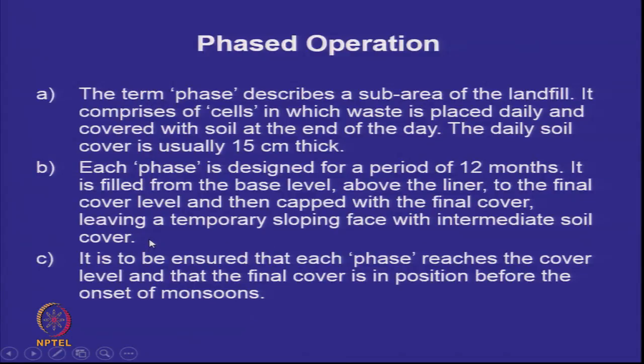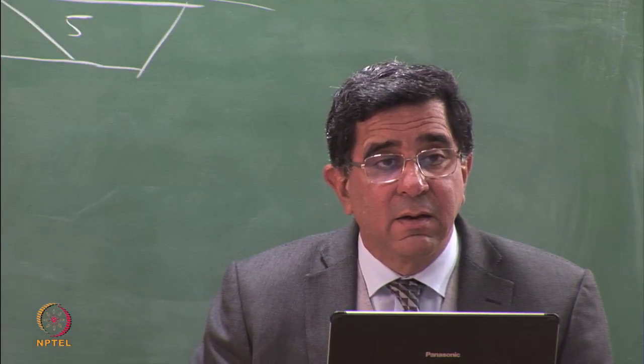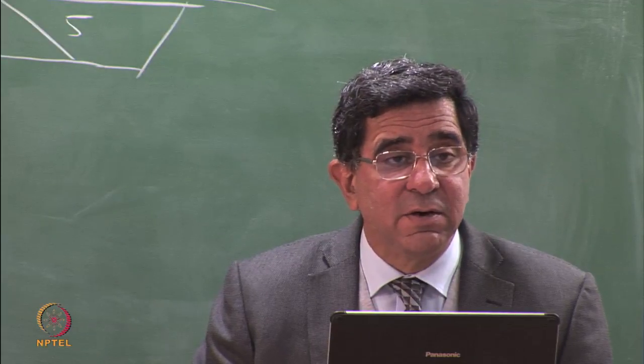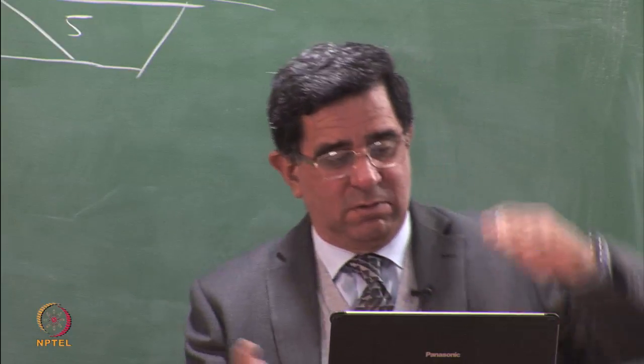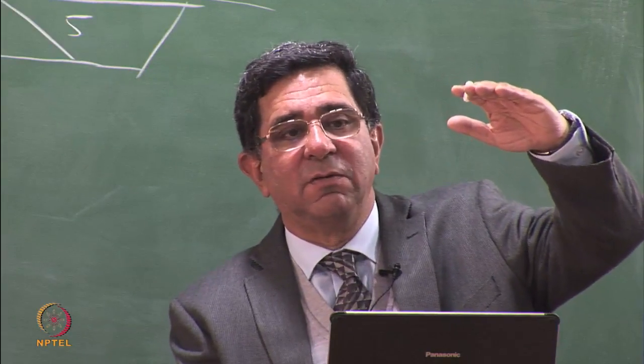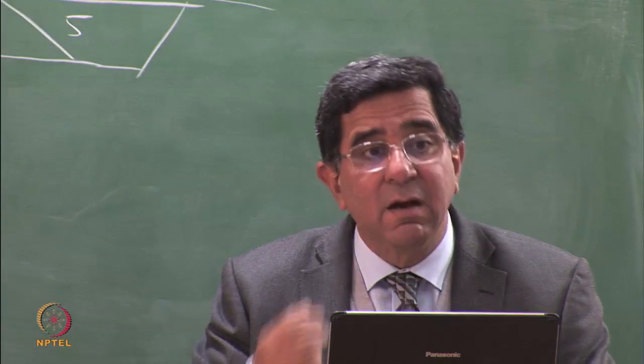Now, instead of being 6 inches thick, the intermediate soil cover may be 4 layers of 15 centimeters, that may be 60 centimeters, that's about 2 feet, or if you're too conservative, you want to make it 1 foot, but it will be much thicker than the daily cover.